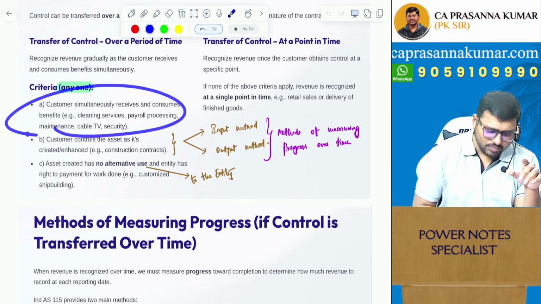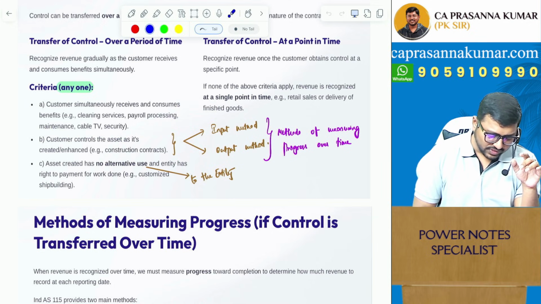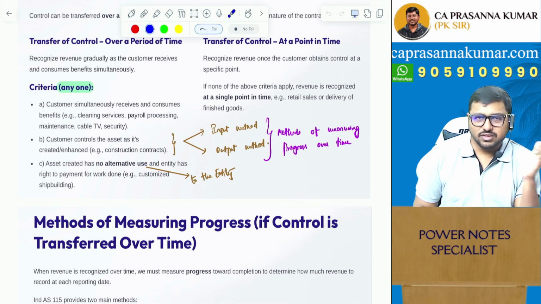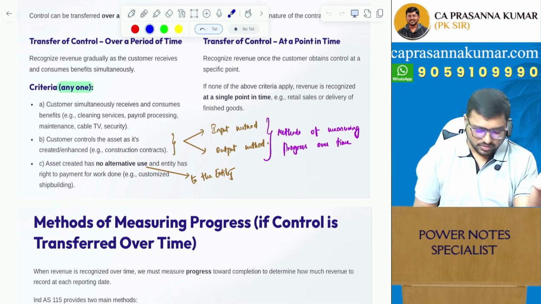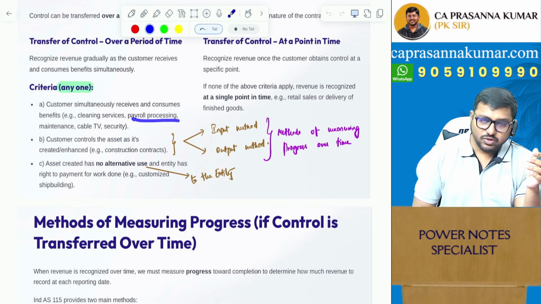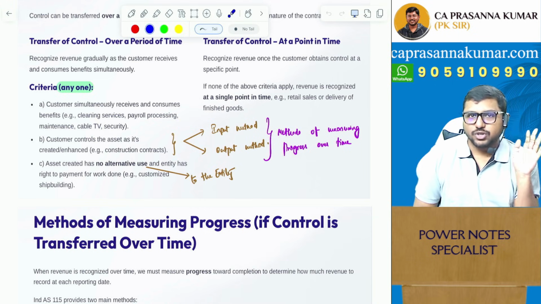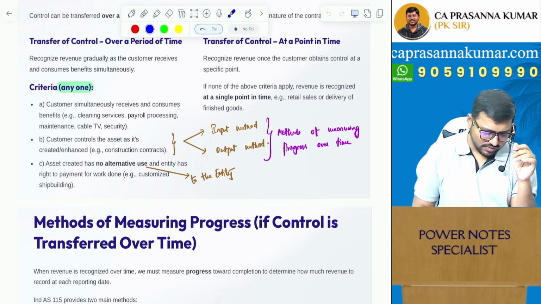So we are talking about the same kind of scenario where the customer simultaneously receives and consumes benefits. Netflix subscription is there. You consume the benefit every single day, right? The service is getting received by you as and when you watch. Same goes with payroll processing, same goes with maintenance, same goes with cable TV, and same goes with security services for your apartment. Got it? Right. So this is very easy. Nothing much is there in this.